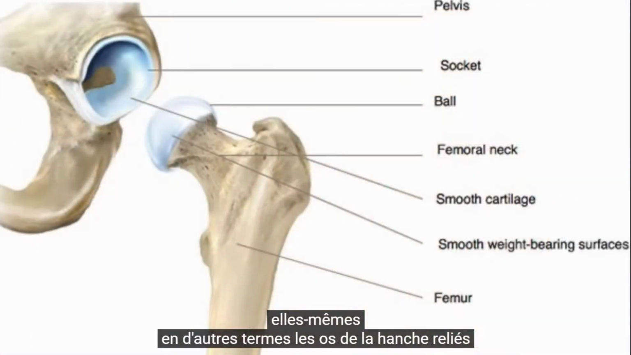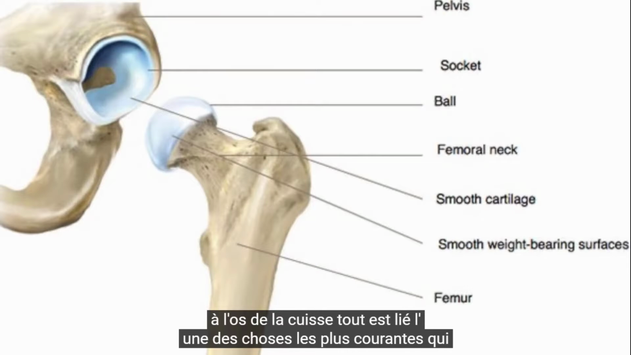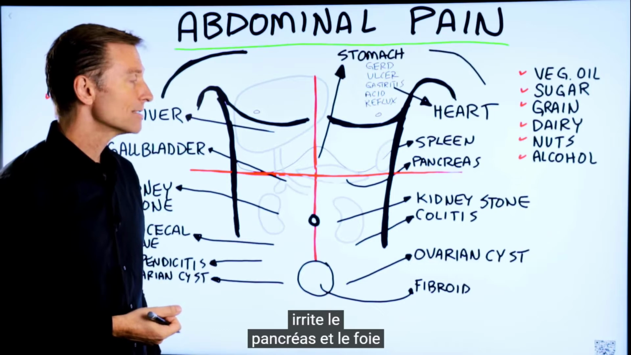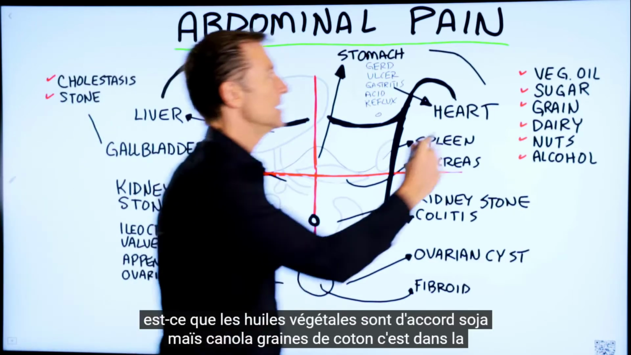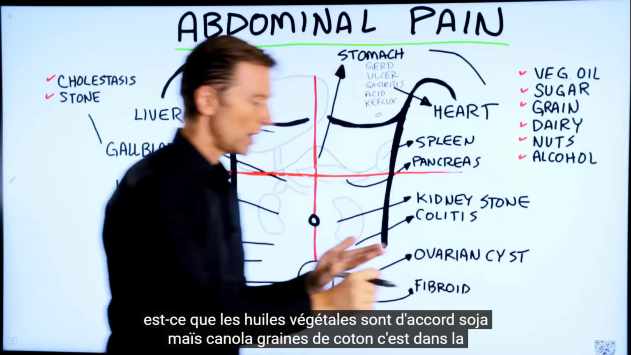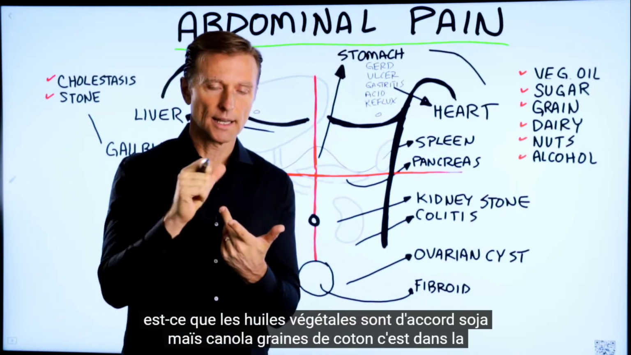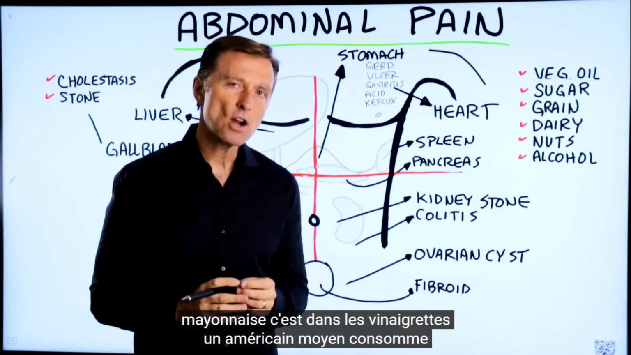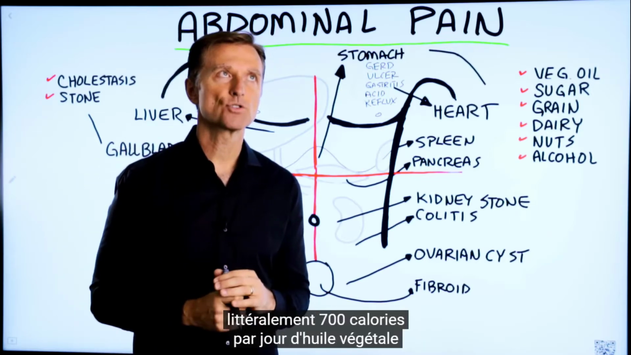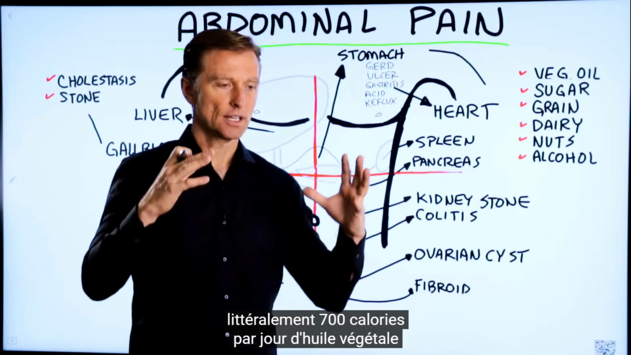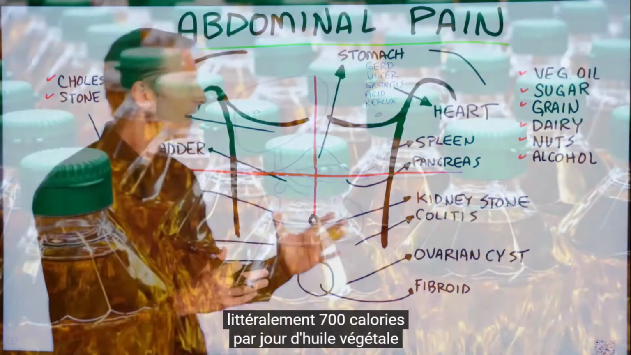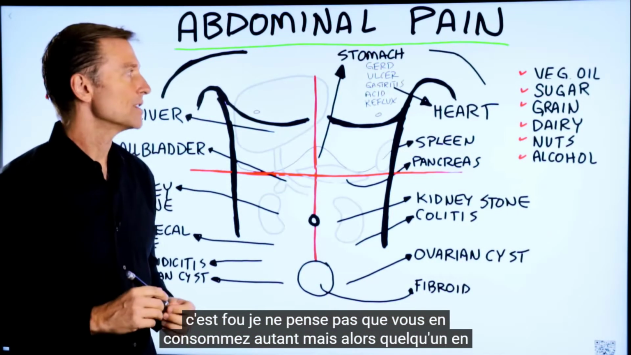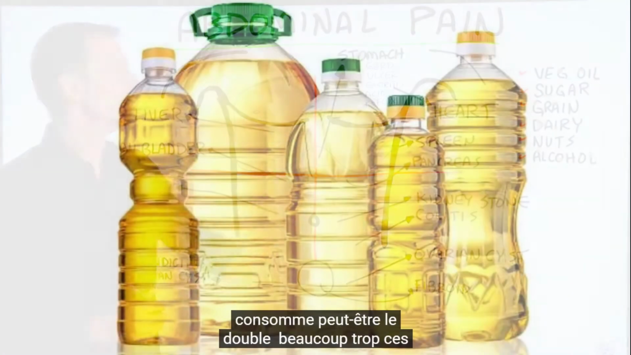In other words, the hip bone's connected to the thigh bone. Everything's connected. One of the most common things that irritates the pancreas and the liver is vegetable oils, okay? Soy, corn, canola, cottonseed. It's in the mayonnaise. It's in the salad dressings. An average American consumes literally 700 calories per day of vegetable oil. That's crazy. I don't think maybe you're consuming that much, but then someone's consuming maybe double. It's just way too much.